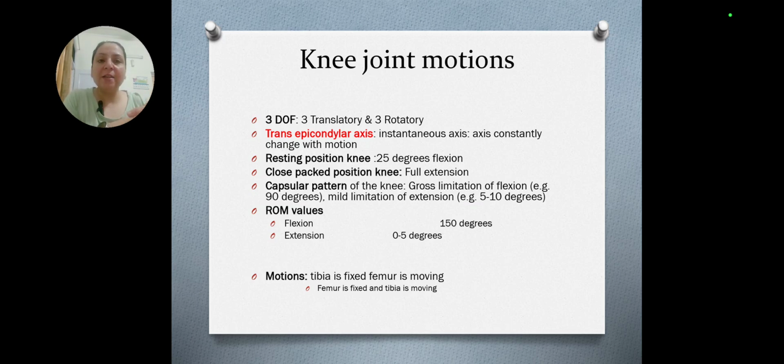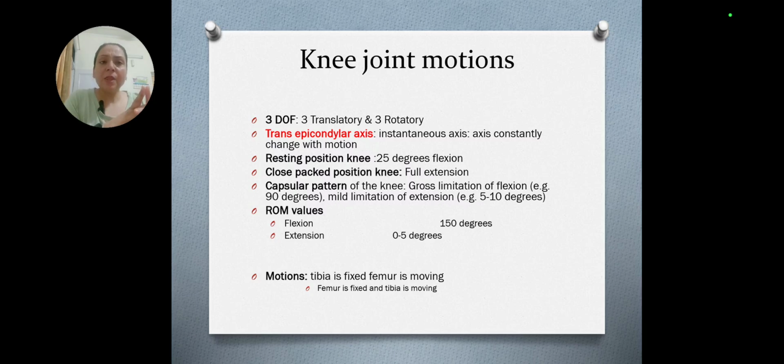Now we understand that there are 3 degrees of freedom. It has 3 translatory and 3 rotatory motions. Its axis is the trans-epicondylar axis. That means it is passing through here. Can you understand? This axis is passing here. And this axis is an instantaneous axis. That is, during the motion, the axis keeps on changing. So that is why it has 3 translatory and 3 rotatory motions.